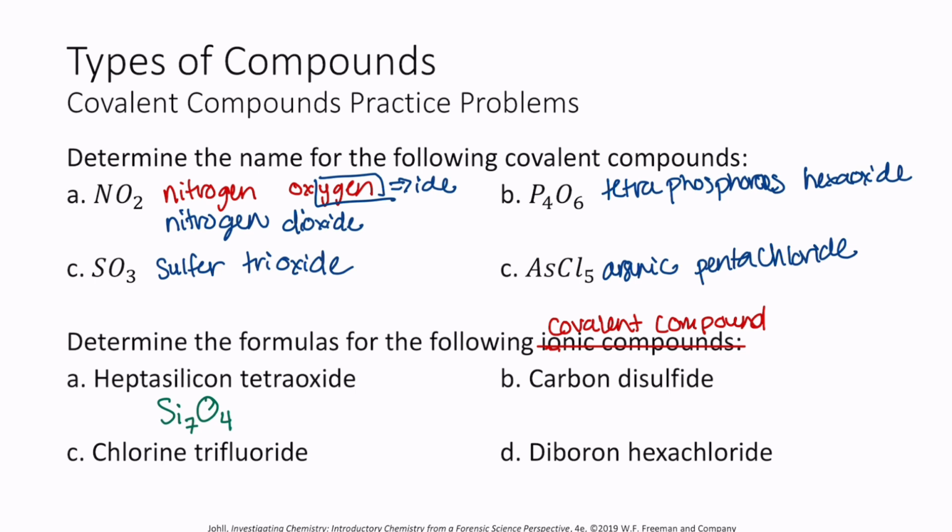If I go over to carbon disulfide, I just have one of the carbons, so I can look at the chemical symbol for carbon, which is capital C. Sulfide is sulfur. I know that symbol for sulfur is S. And since it says disulfide, that means I have 2 of my sulfur. So carbon disulfide is going to be CS2.